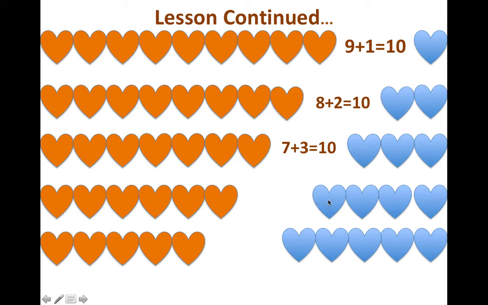The next line is the same thing. Now the blue hearts increased by 1. We added 1 more and the orange hearts went down by 1, which means I have 6 plus 4 equals 10. This 4 right here goes with all the blue hearts I have, and this 6 goes with all the orange hearts I have. And when I put the 6 orange hearts plus 4 blue hearts, it becomes 10 hearts all together in the same line. So now I have 5 orange and 5 blue, which gives me 10 all together.